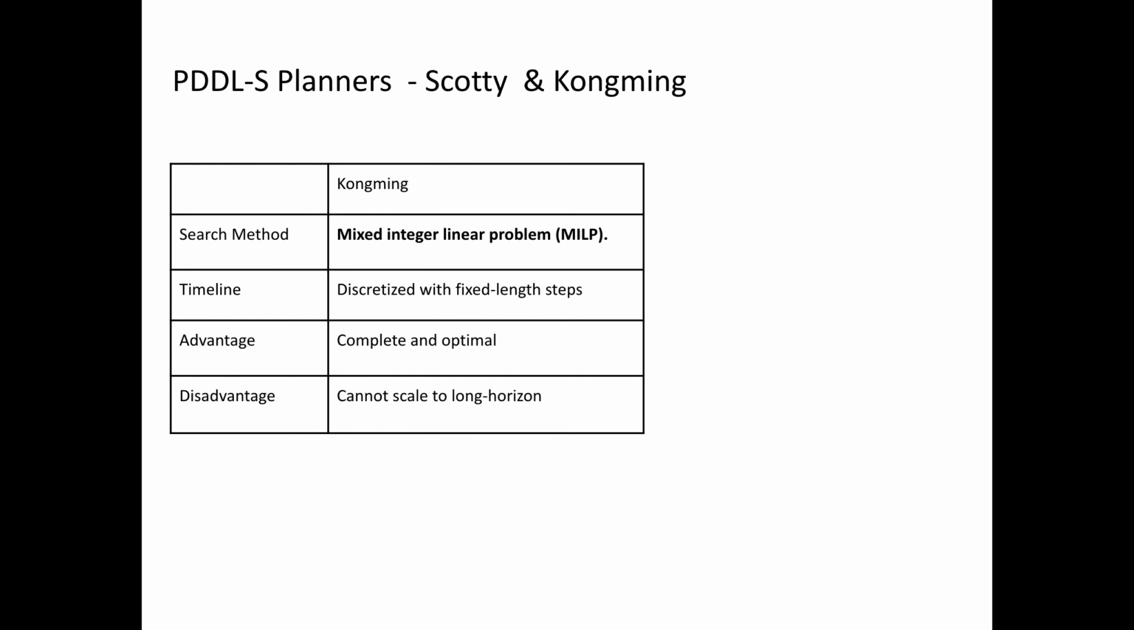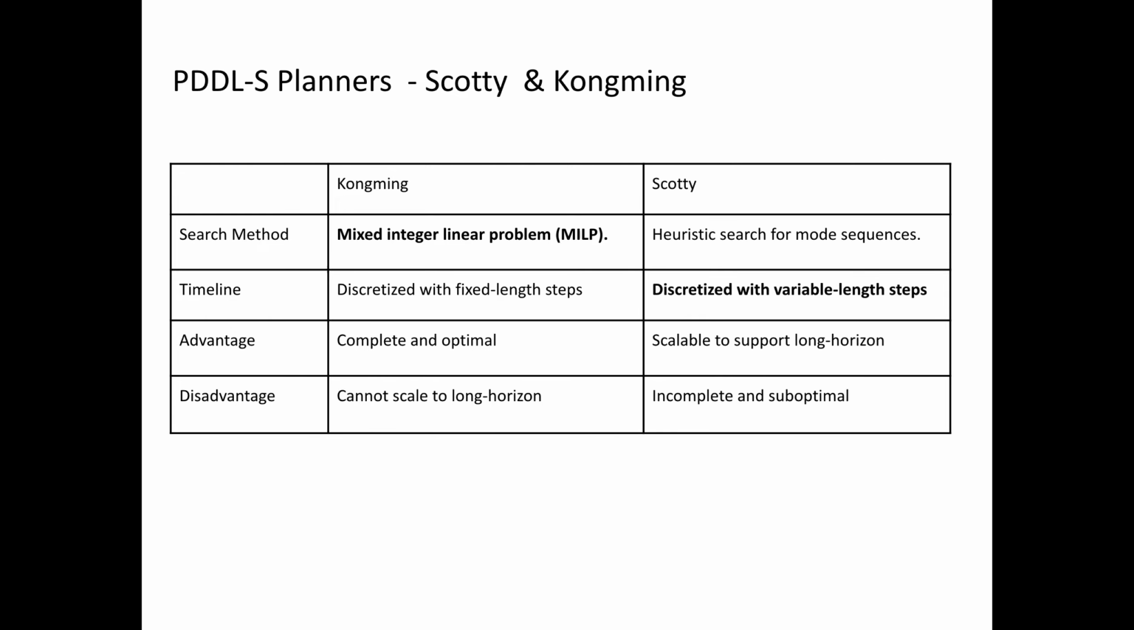First, Commin is the first PDLS planner. The idea of Commin is to directly discretize the timeline and encode the hybrid flow graph as a MUP. As this encoding has all the valid plans, Commin is complete and optimal. However, Commin is not scalable since a long horizon plan might have hundreds of time steps, which leads to a very large-scale MUP.